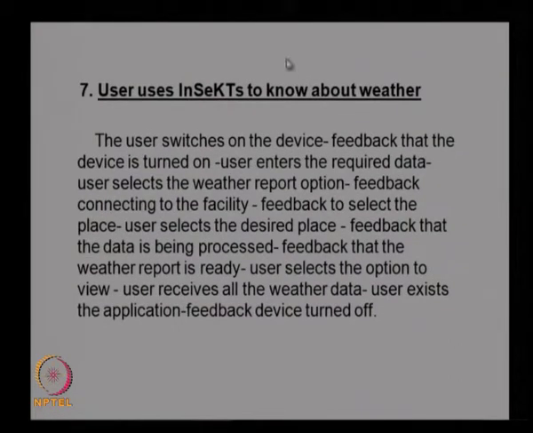So here it is about the weather condition. In the weather condition also the same situation applies. Here you can give the option. The system will be giving various options, then the user can give the option that he wants to get the information about the weather, and then different options will be given, whether he wants to get the weather condition in this particular location or some other location.